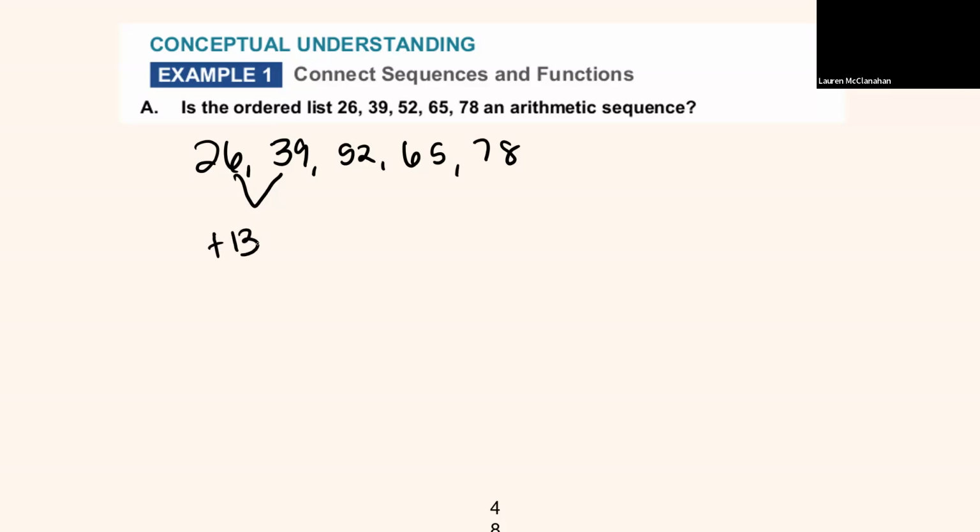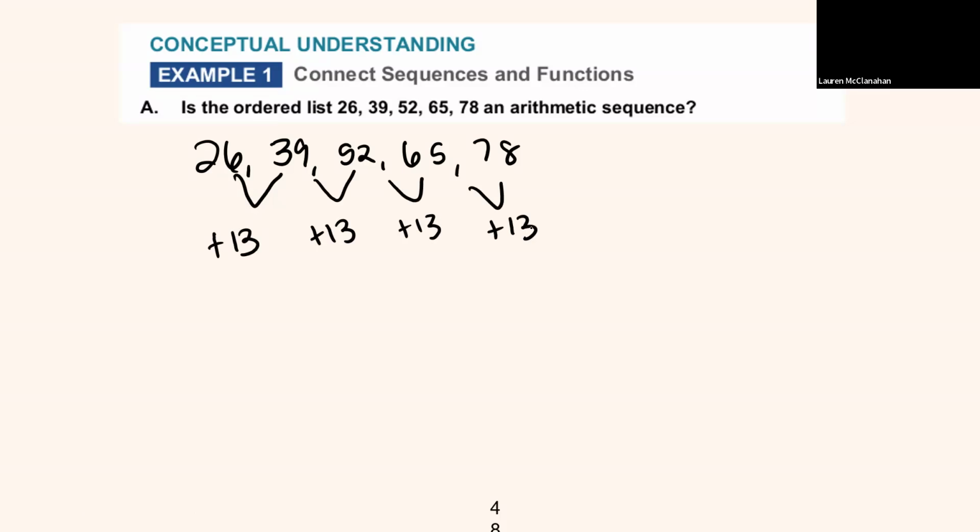Now, you have to make sure you consistently add 13 throughout this entire sequence because sometimes they'll try to get you on the last number. Okay, so you have to go through and make sure we're adding by 13 the entire time. And for this sequence, we are. Every time we go from one number to the next, we're adding 13.